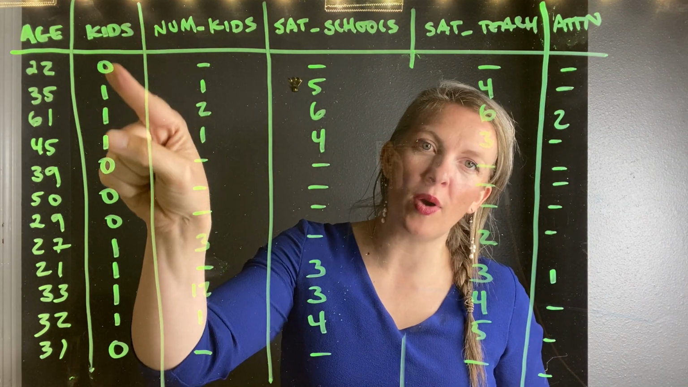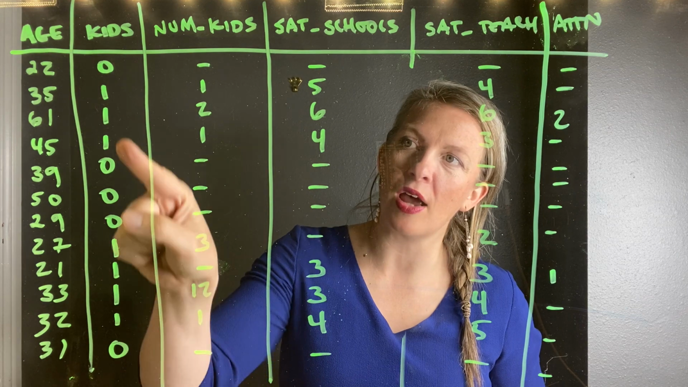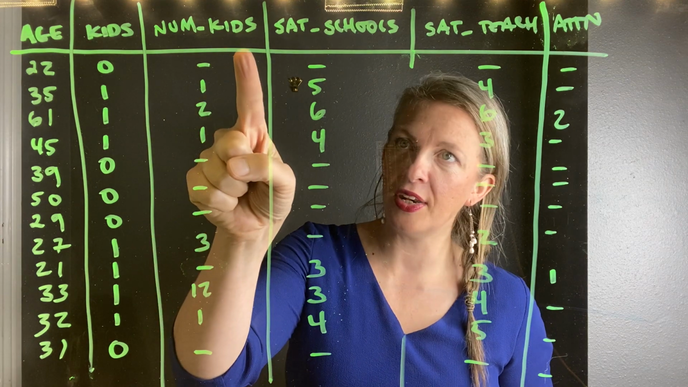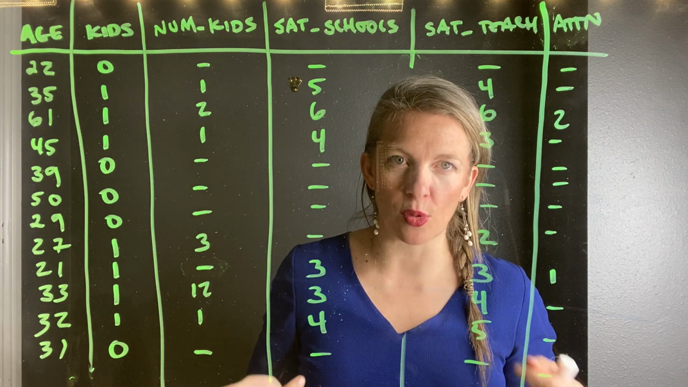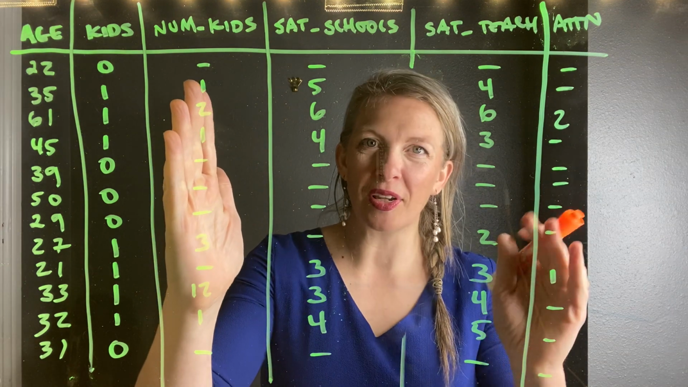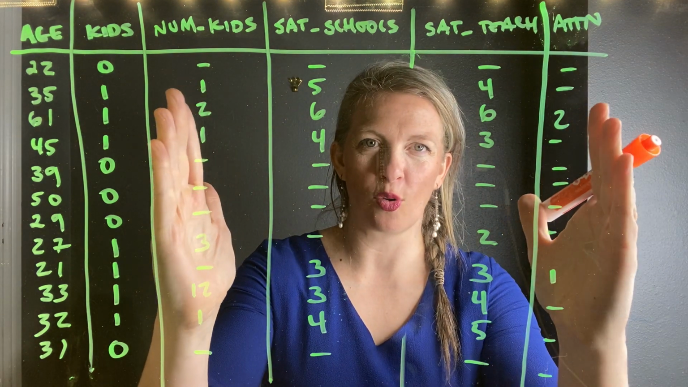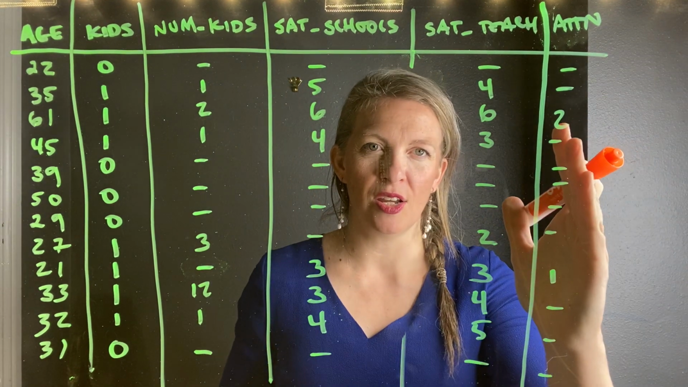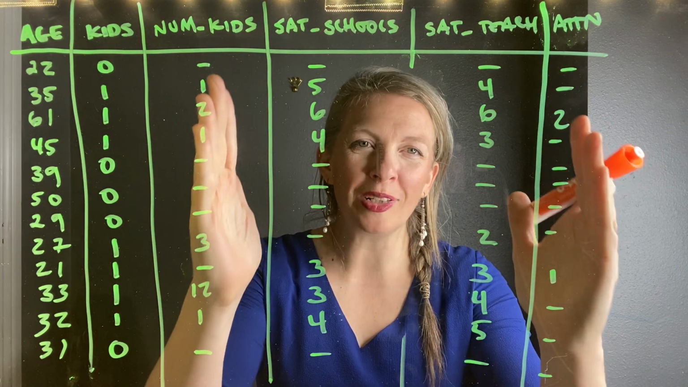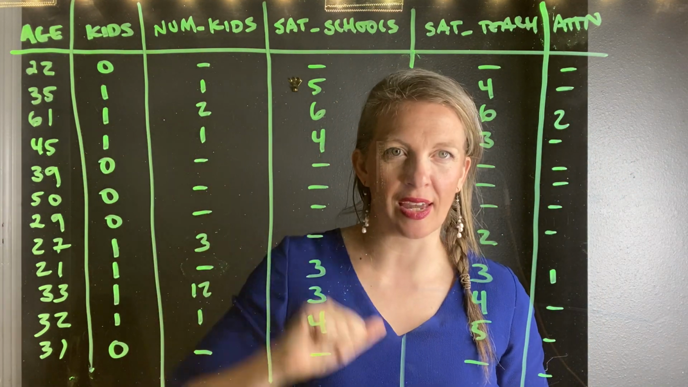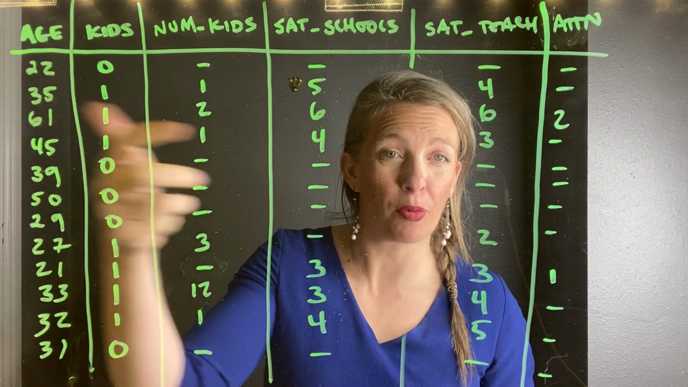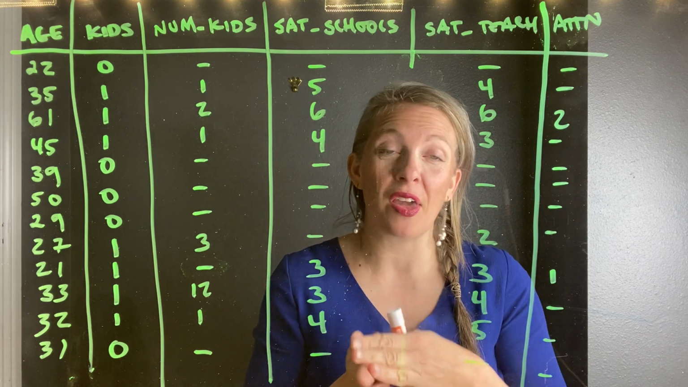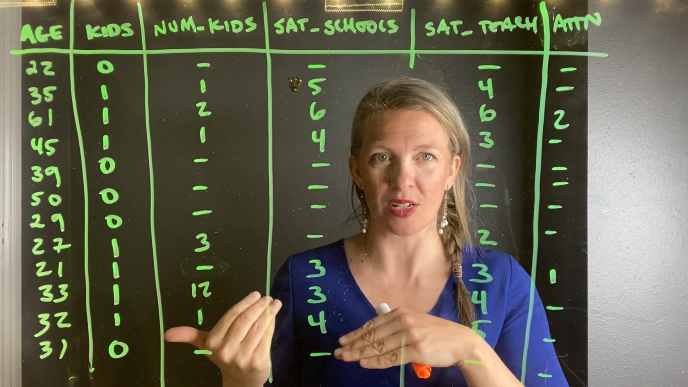In this variable, again a binary variable, we have whether or not each of these individuals has children. 1 means yes, 0 means no. The next question is, what is the number of children that you have? My guess, from looking at the way the data is structured, is that this set of questions, number of kids, satisfaction with schools, satisfaction with teachers, and the attention that children are getting at school, were only asked of people who answered that they had kids. So that's an example of a branching survey where somewhere in the survey there was a question that was asked, and based on the answer to that question, they either saw additional questions or they didn't see those additional questions.